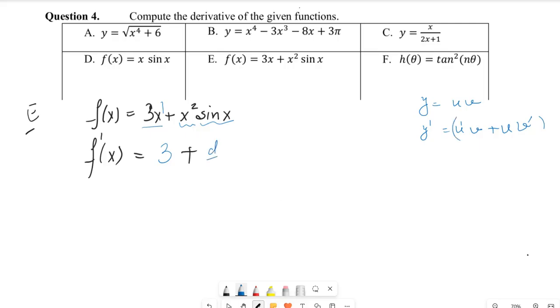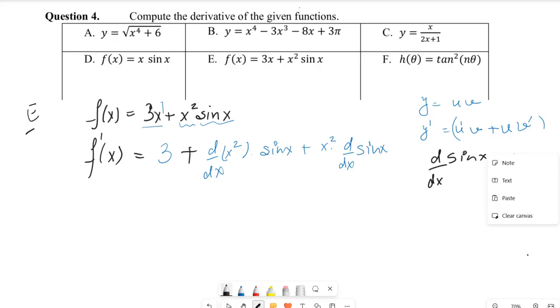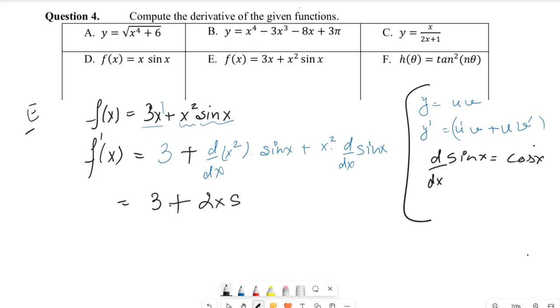So the derivative of x squared times sine x as is, plus x squared as is times the derivative of sine x. You guys should remember that the derivative of sine x, the formula, is cosine x. So the answer is 3 plus 2x sine x, because the derivative of x squared is 2x, plus x squared times the derivative of sine x, which is cosine x. This is your answer to the question.